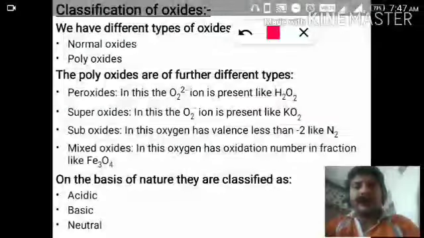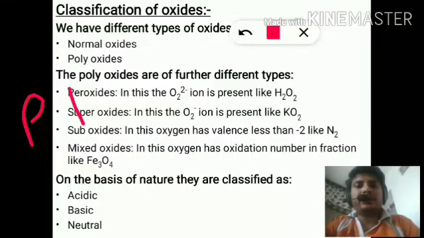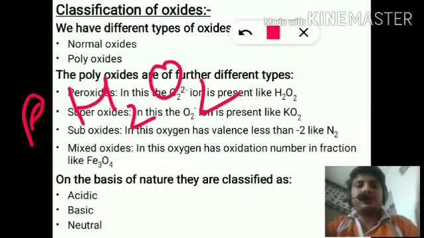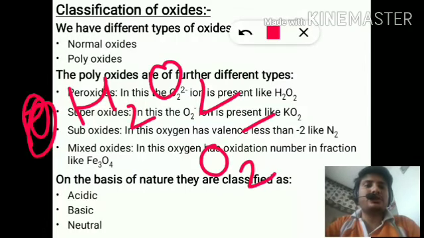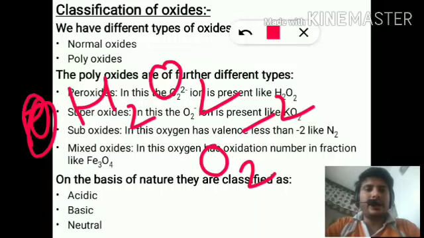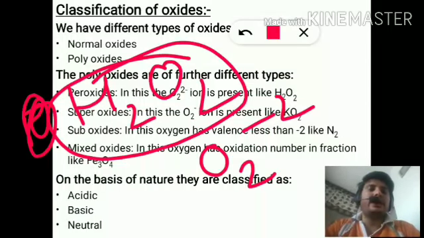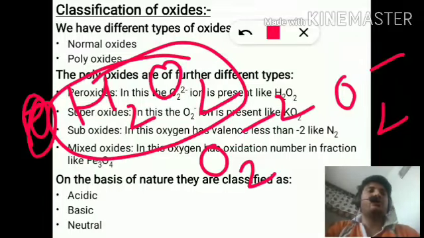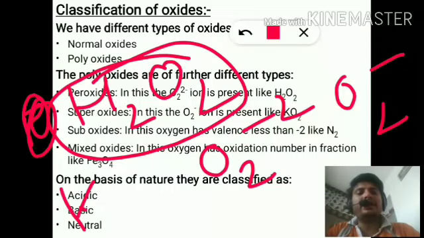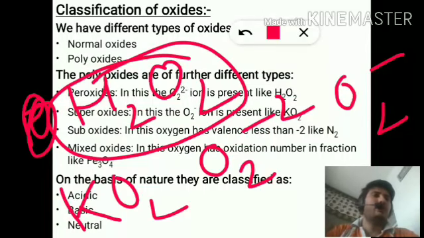What is the meaning of peroxide? An example of peroxide is H2O2, and the general symbol of the peroxide is O2 2-. The formula of the superoxide is O2 -. You should remember that the symbol of the peroxide is O2 2-, but the symbol of the superoxide is O2 -. An example of the superoxide is KO2.